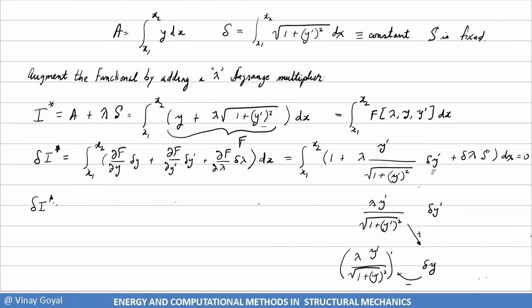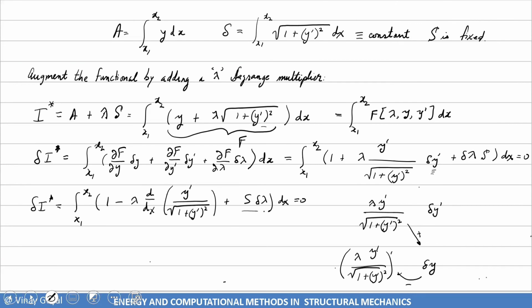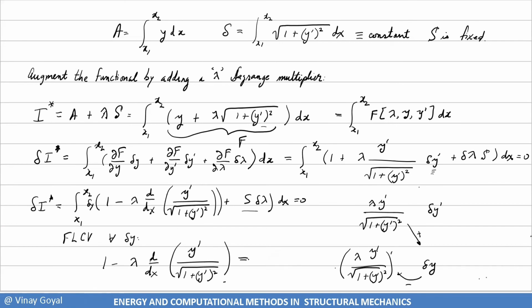And so now del I star becomes the integral from x1 to x2 of 1 minus lambda d dx of y prime over square root of 1 plus y prime squared, and plus, I can add the Lagrange multiplier, no problem, that's also showing up, plus s del lambda. I could do that. Dx equals 0. But I'm not going to focus on that. The important thing is that this is multiplied by del y. And so by the fundamental lemma of calculus of variations, for any del y, the Euler-Lagrange equation becomes 1 minus lambda d dx of y prime over square root of 1 plus y prime squared equals 0.